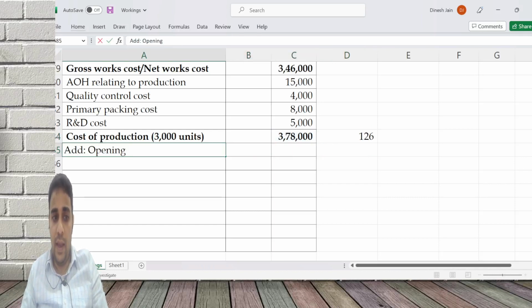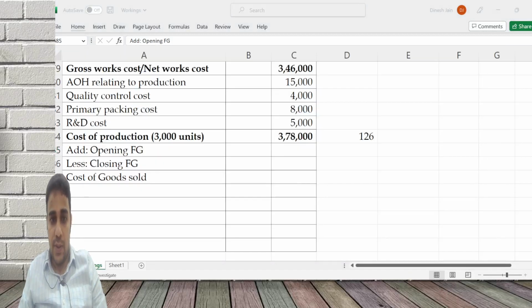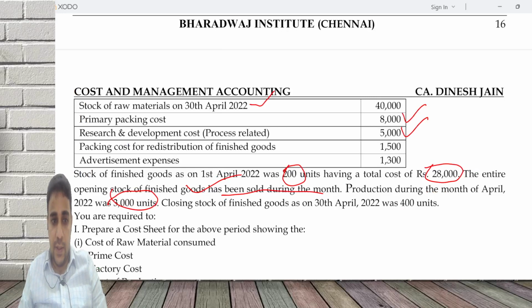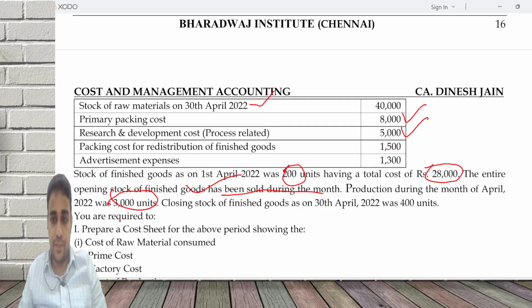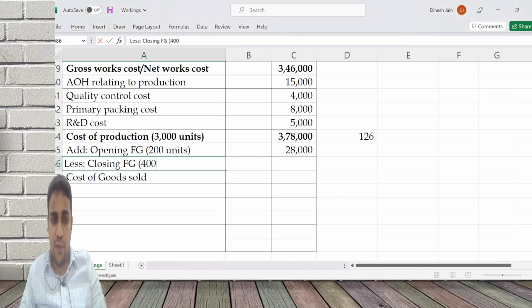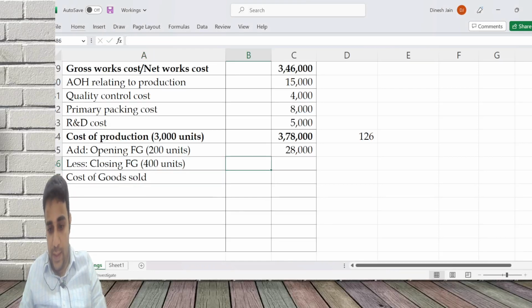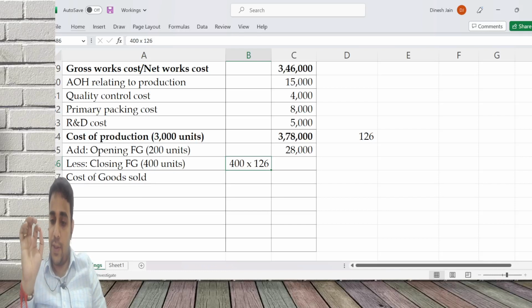Add opening FG, less closing FG, cost of goods sold. Opening FG is 200 units. Closing is 400 units. These 400 units have a valuation of 126 because we are following the FIFO method. Entire closing stock is going to come from current year production. So my closing FG is 400 units into 126. Why 126? It is 378 by 3,000.